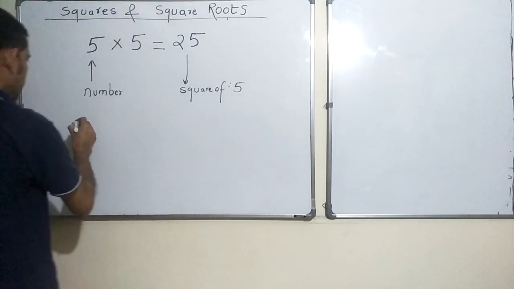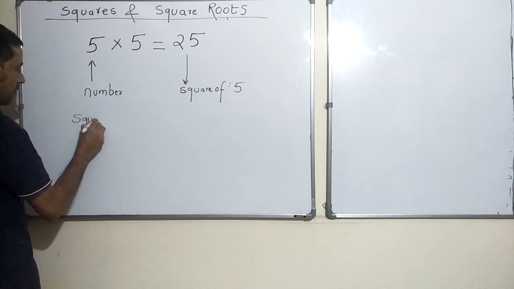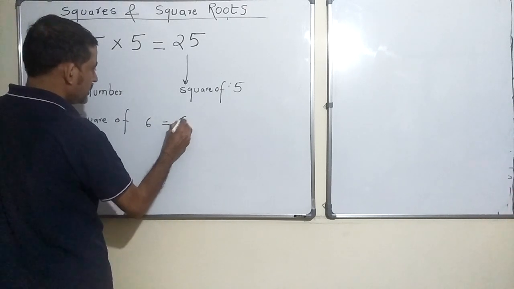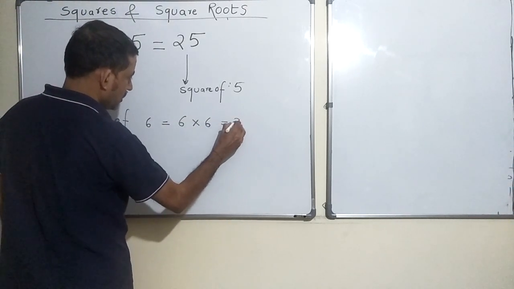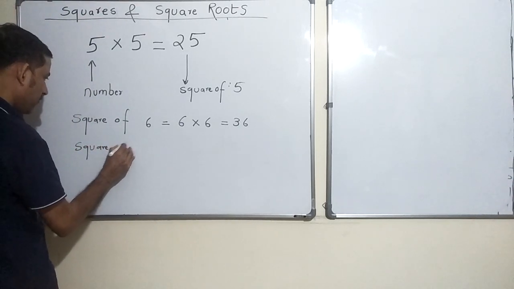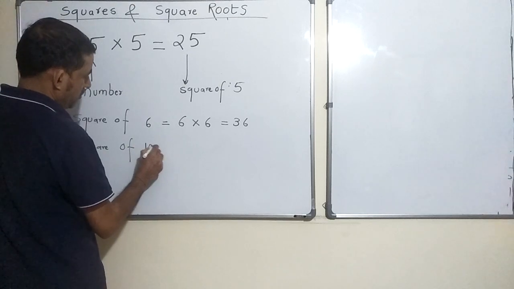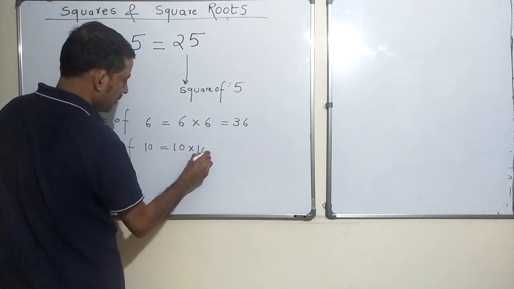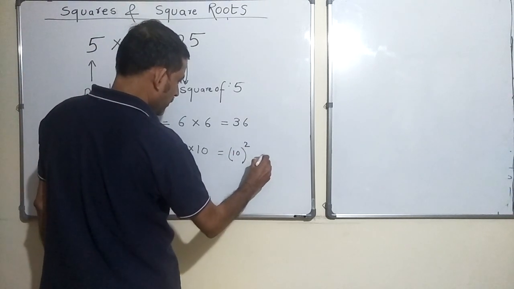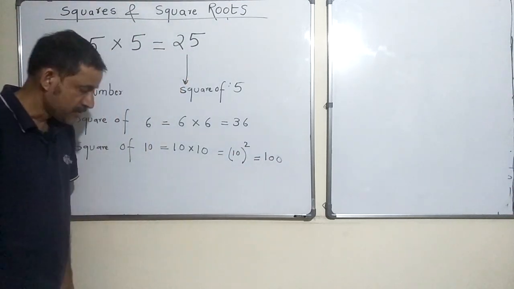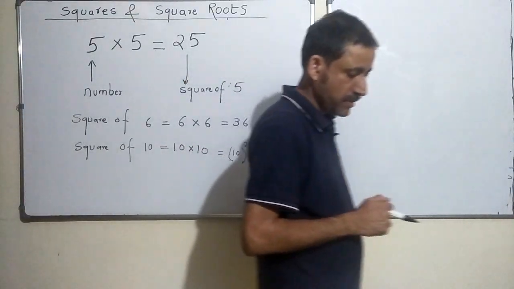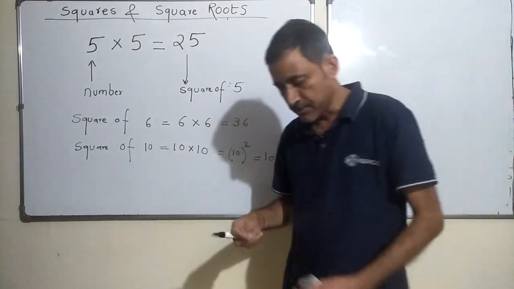So, similarly, square of 6 is nothing but 6 into 6 is equal to 36, right. Similarly, square of 10 is nothing but 10 into 10, also denoted as 10 raised to the power of 2, is nothing but 100. Okay. So, good. Now, I believe this is pretty simple, you already knew it, or if not, you understood it now, so that is good.